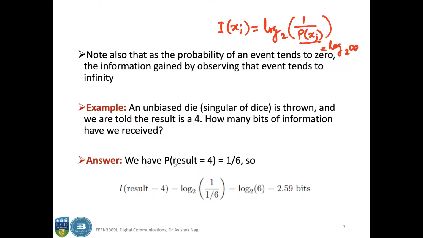So when you are tossing a die, the result equal to 4 has a probability 1/6. Okay, so you have been through this before, from your concepts of probability theory. So the information contained in the event that the result of throwing an unbiased die equals 4, according to the definition of information, is log to the base 2 of 1/(1/6), which is equal to log to the base 2 of 6, and the final result is 2.59 bits. As simple as that.